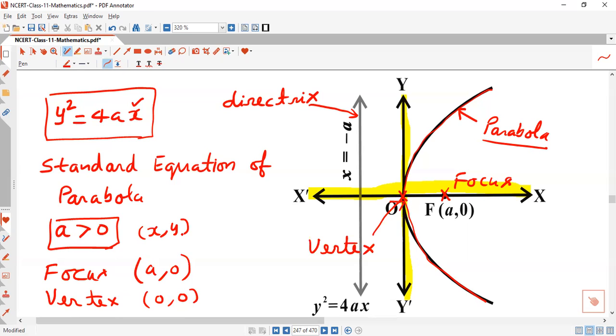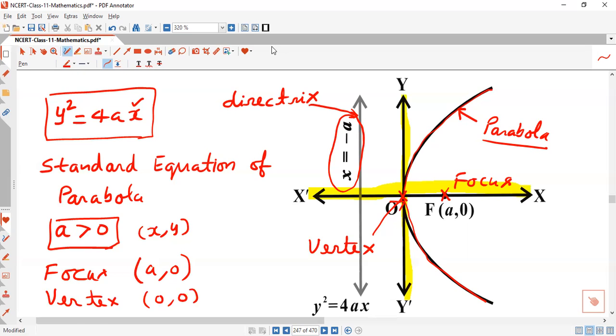And here you see this is the directrix. And what is the equation of this directrix? It is already given here: x equal to minus a. This is the equation of the directrix.